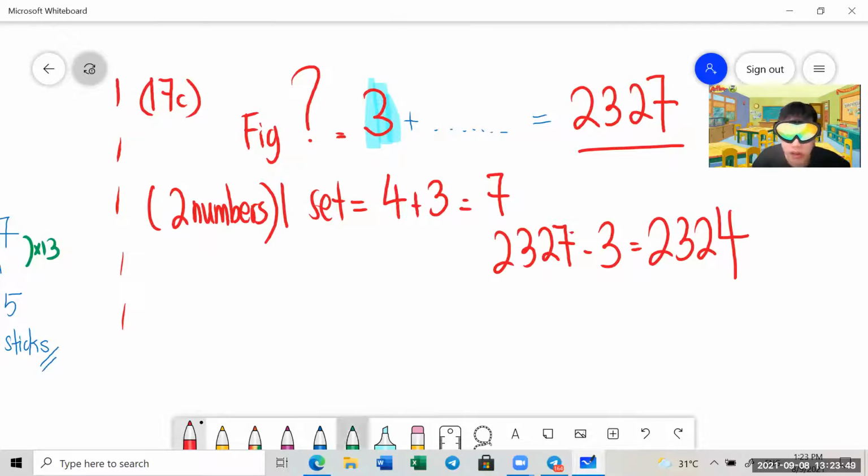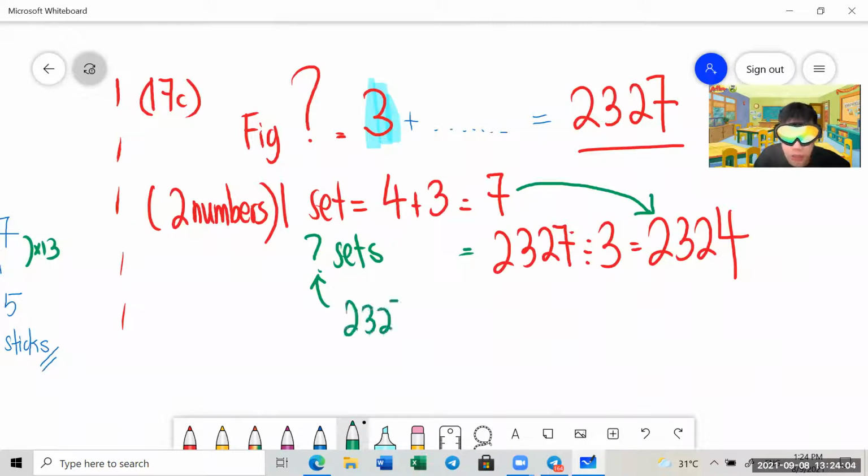So very good, I have divided. Over here, what would you get? How do I find the number of sets? Number of sets is simple, right? How do I get from 7 to 2324? I just do 2324 divided by 7. You get what I'm trying to say? So in that case, you will get 332 sets.